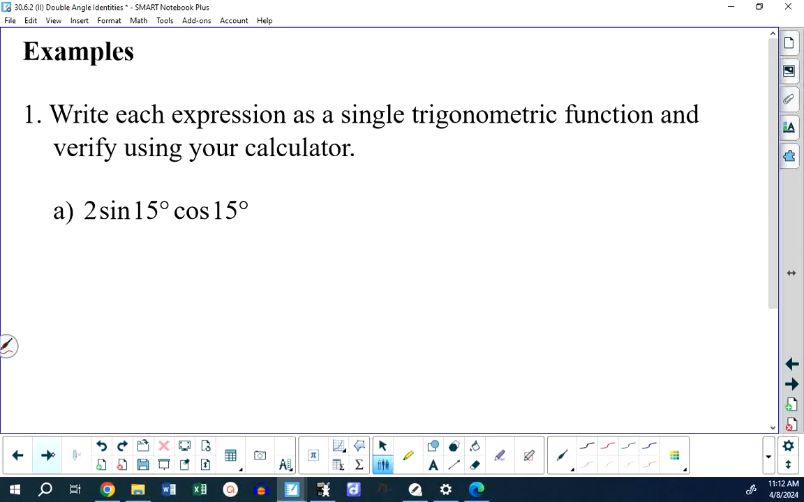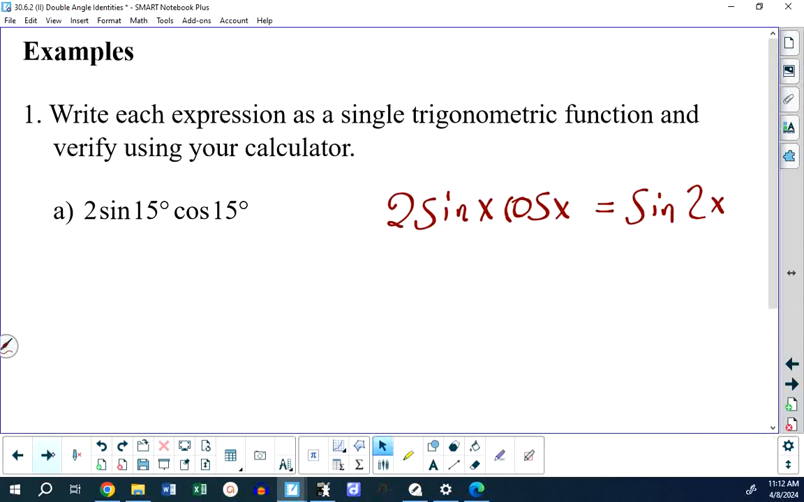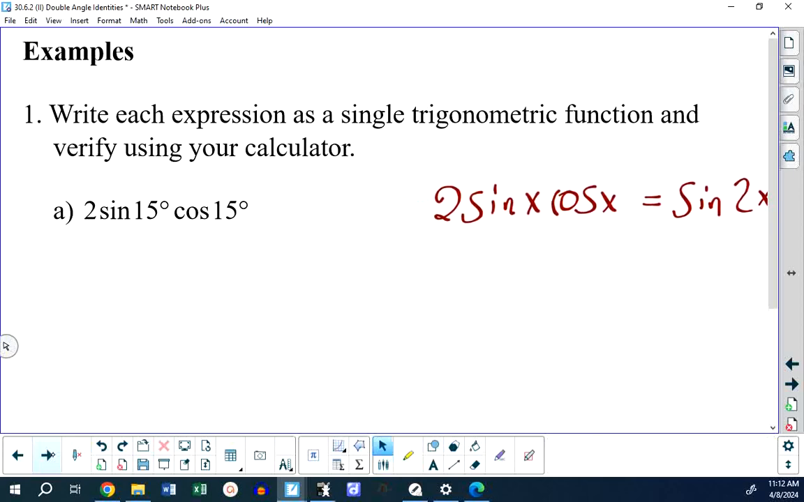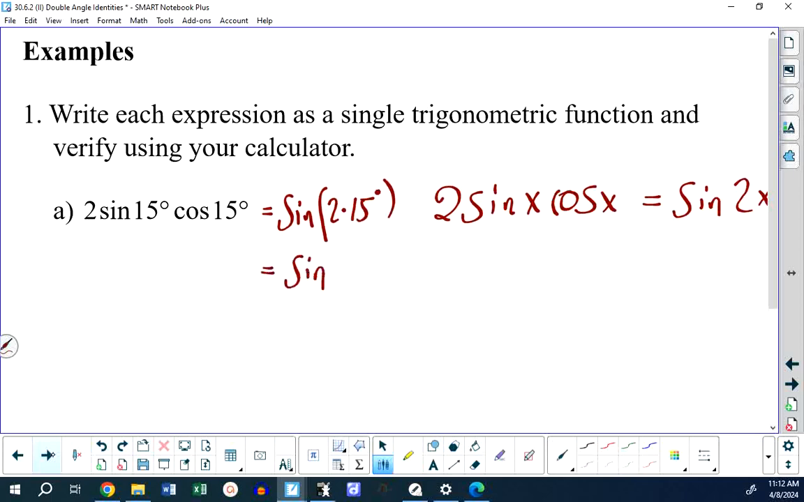example 1 is just really a warm-up type of thing. Since we know that 2 sine x cos x is equal to sine of 2x, and I don't need brackets around the 2x. Sometimes I will put them, sometimes I won't. That must mean that this is equal to sine of 2 times 15 degrees. So it's equal to sine of 30 degrees.